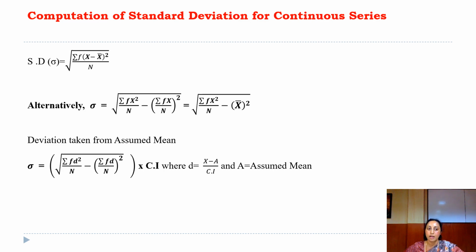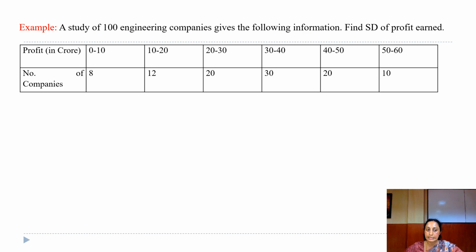Similarly, let us find the standard deviation for continuous observations. These are the formulas which we can use to find the standard deviation for continuous observations. Let me take an example. Here we have 100 engineering companies which give the following information. 8 companies have profits from 0 to 10 crores and 12 companies have profits from 10 to 20 crores, like that the data follows. We shall find the standard deviation in the profit earned.